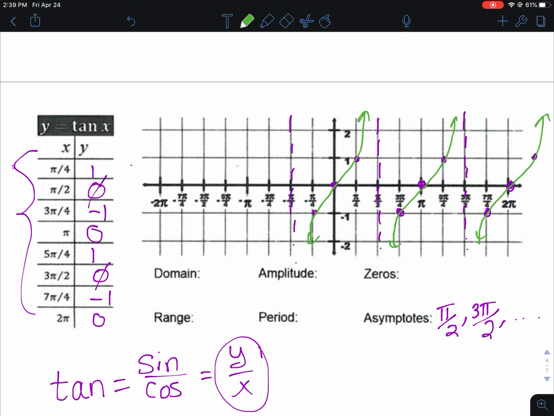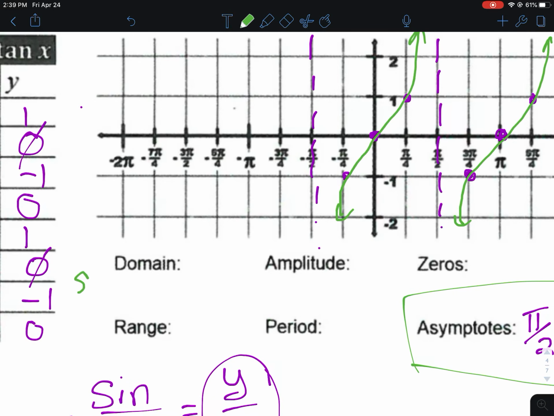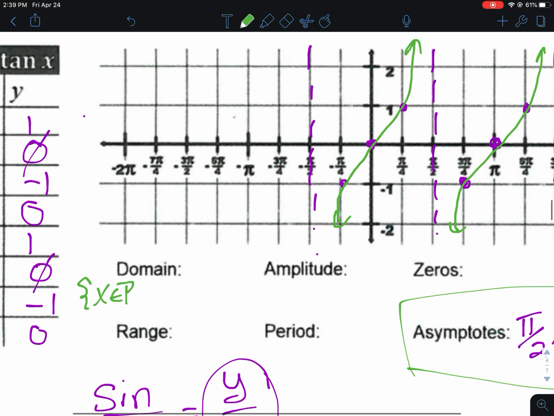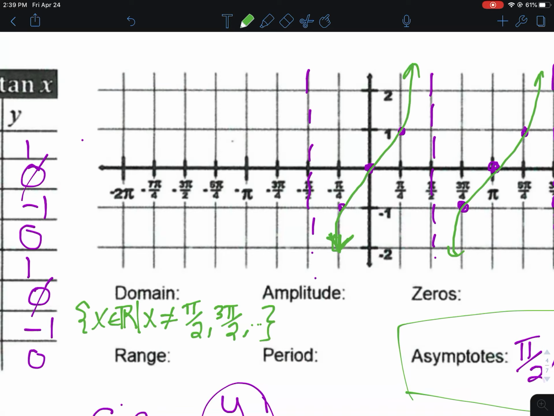So when we talk about domain here, I'm going to look at all the x values that we're using. Remember, anywhere we have an asymptote, we can't actually use that value. So domain would be all real numbers x, such that x cannot equal any asymptotes that we have. So pi over 2, 3 pi over 2, and we can say dot dot dot because it's going to continue in that pattern. And then the range, well, this guy is going down to negative infinity and up to positive infinity, so all real numbers.